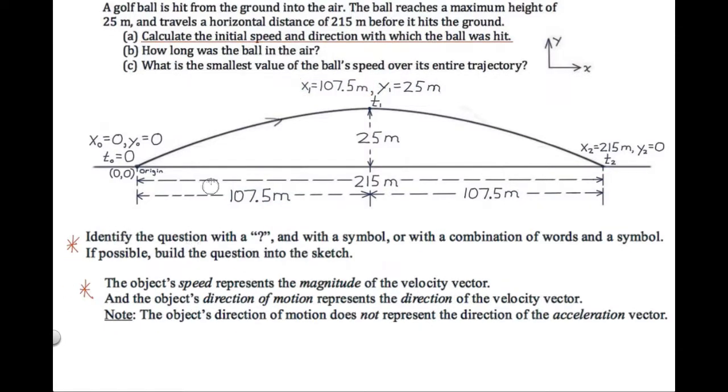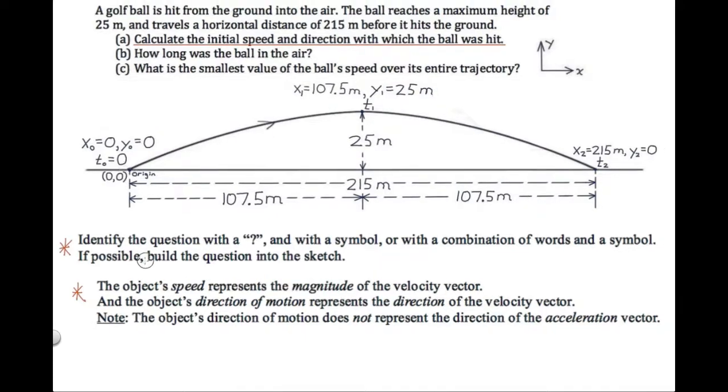Identify the question. Part A asks us for the initial speed and direction with which the golf ball is hit. The speed represents the magnitude of the velocity vector, and the golf ball's direction of motion represents the direction of the velocity vector. So, Part A is asking us to find the magnitude and direction of the velocity vector at time 0. Let's build that question into the sketch.